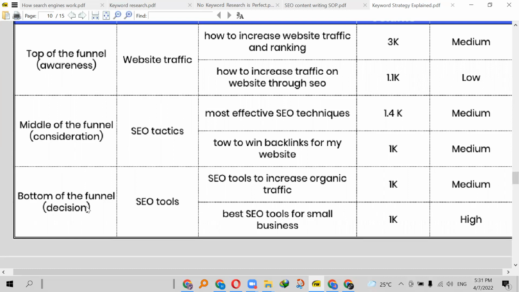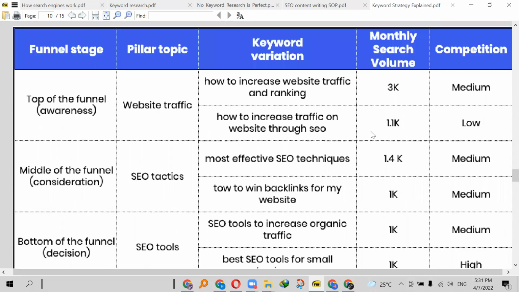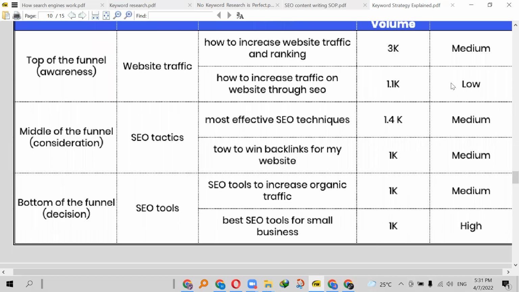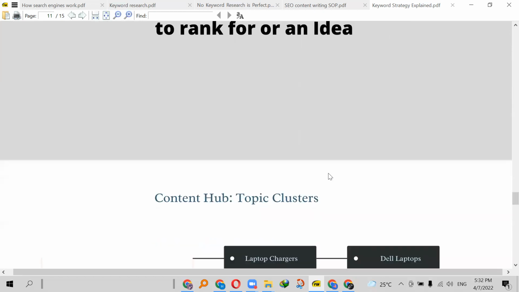He wants to hook the customer and make them take action on that web page. So he includes all kinds of information in the SEO tool part. And obviously you can see the volume and the competition part. Most of the time he is targeting a medium kind of volume. Okay, so that is how you create a topic cluster.